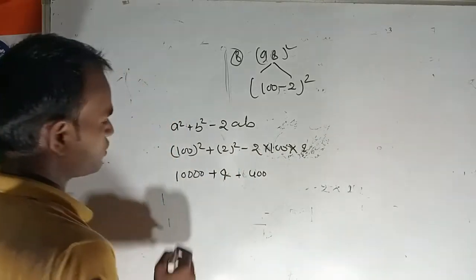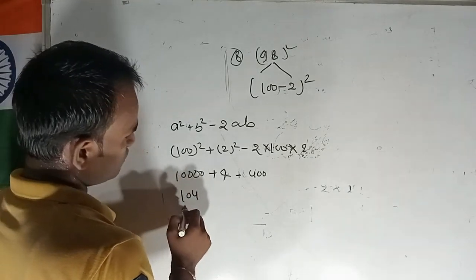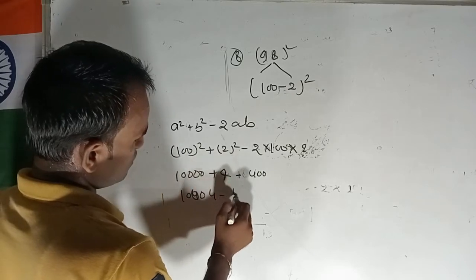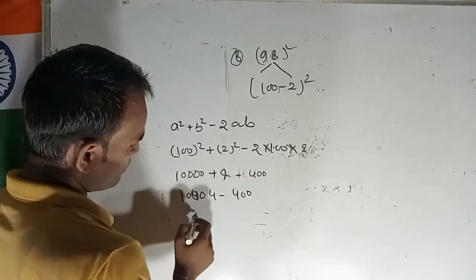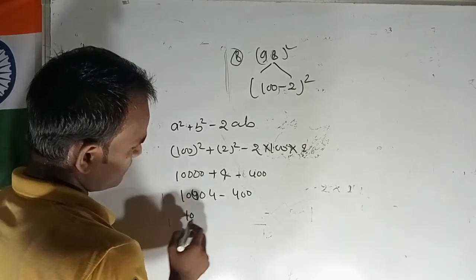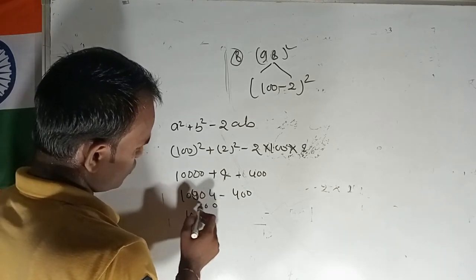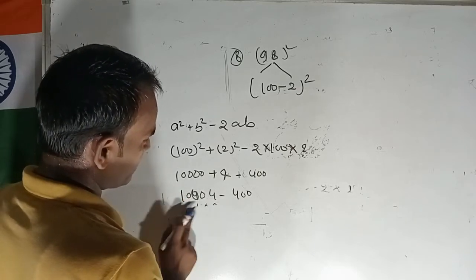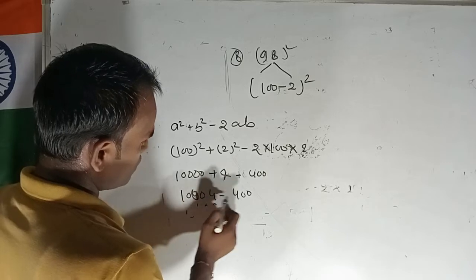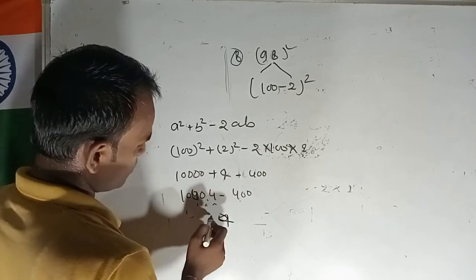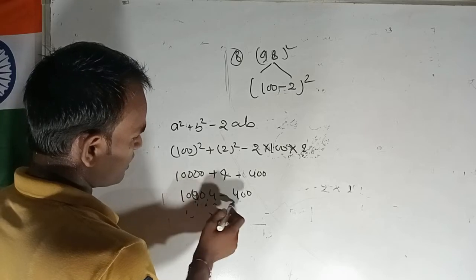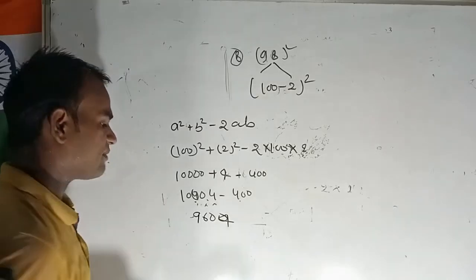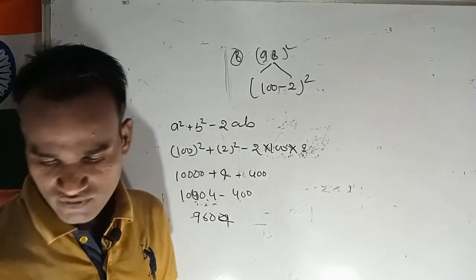So what we will do: 10004 minus 400, then what will be the value? 100, here 004 10. What we will subtract here? This will be your 0, this will be your 4, this will be your 0. This 100 minus 4, 10 minus 4 will be 6, this will be your 9. Then what will be the final answer? 9604 will be the final answer.